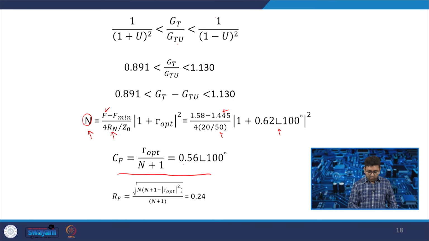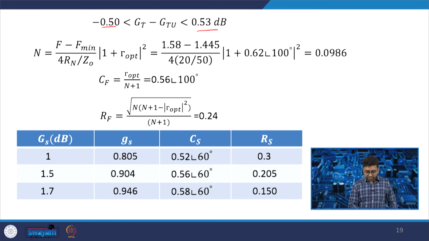Now if you try to draw the circle, this is the final value we will get: N is equal to 0.0986, CF that we will get is 0.56 angle of 100, and RF that is 0.24.